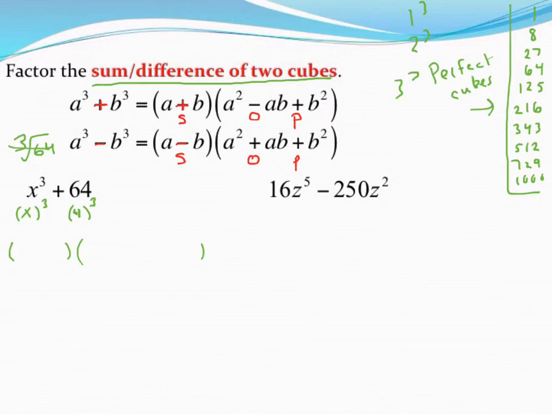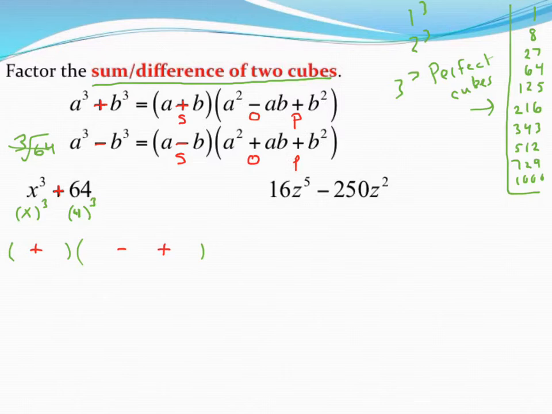So let's go ahead and get our signs figured out. The first sign is always the same as the original problem, so my first sign this time will be a plus. My next sign will always be opposite, so a minus, and the final sign is always a plus no matter what. So get your signs taken care of. And finally, I'm ready to actually get my terms in the parentheses.